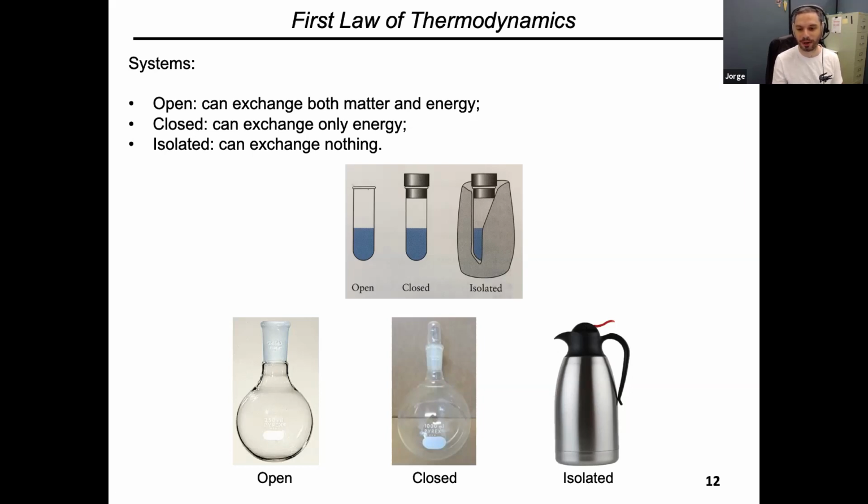for example. Okay, so the cap here, if kept closed, avoids matter to go in the system or flow out of the system, and the thermal insulation of the bottle avoids the energy to flow out of the system or into the system. And that's a perfect example of an isolated system.